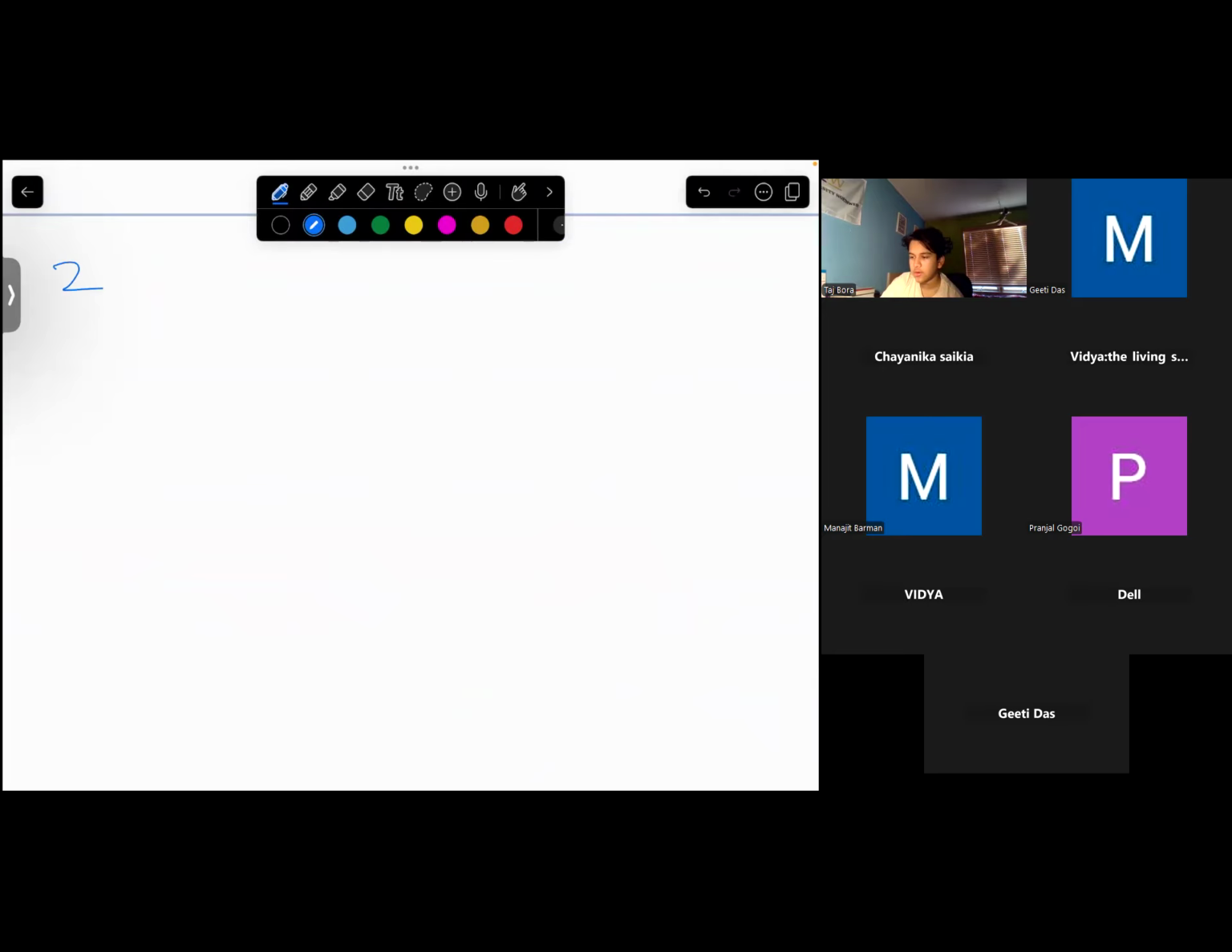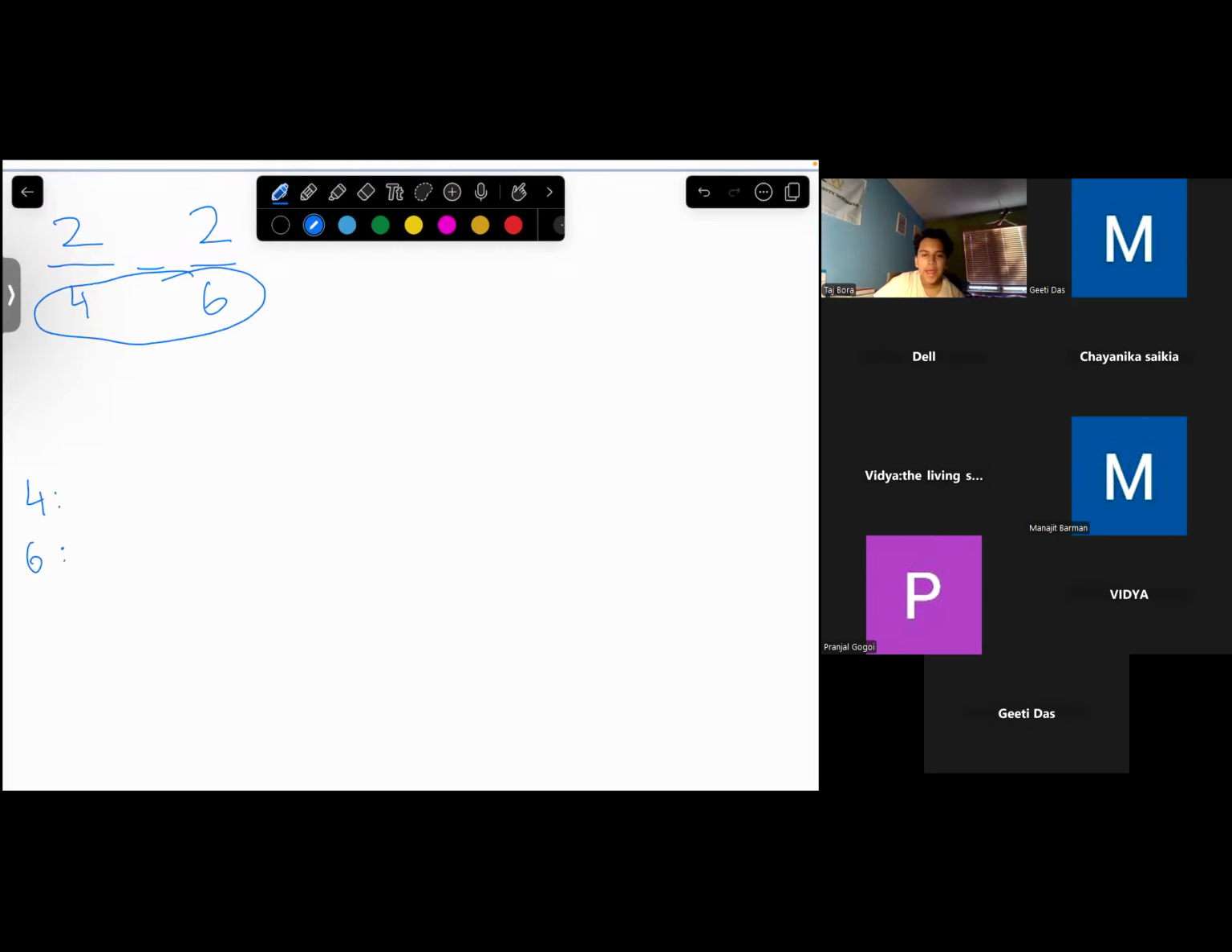So the first one was 2 over 4 minus 2 over 6, and we want to solve this. So first we want to find a number that is the same for 4 and 6. Now the way to do this is you have 4 here and you have 6 here, and you add 4 until the numbers are the same.